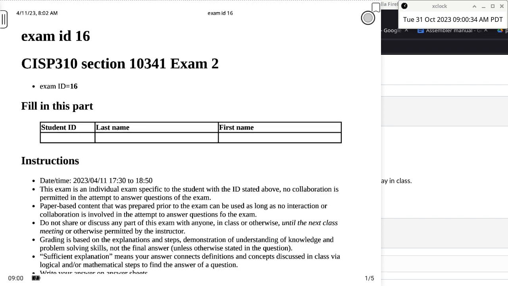Alrighty, so that covers the entire exam 2 from spring 2023. Do we have any questions? Is the scope kind of clear? What range of topics is going to be included in exam two?